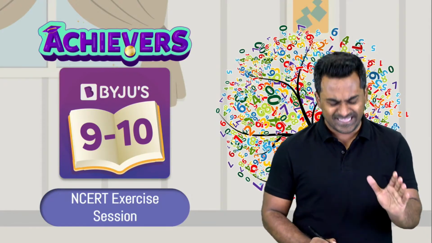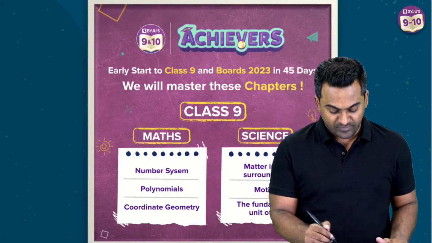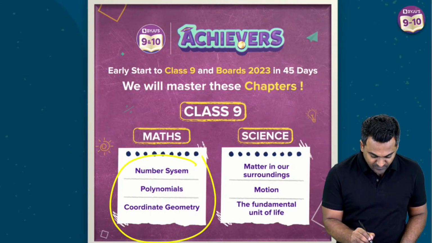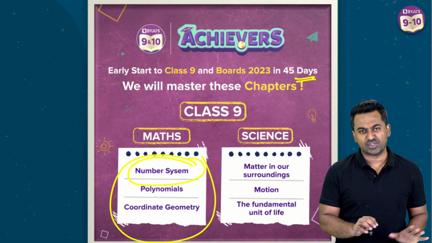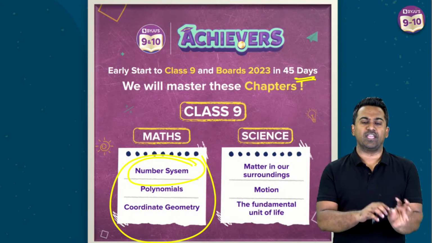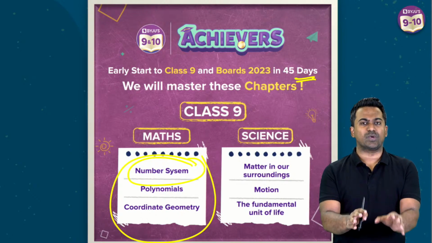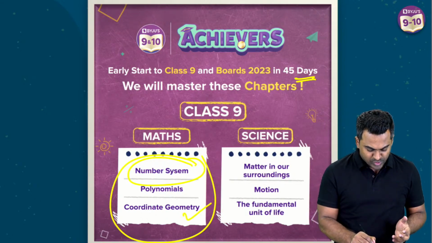All right, so let's begin this session now. Firstly, I'm going to take you through this, right? I'm sure you guys are aware that these are the 3 chapters that we would be covering in a period of 45 days. Number system is about to be finished now. We've covered all the concepts, and in today's session we have picked up some really important questions from the NCERT, and then we would be revisiting, and then we will start coordinate geometry.